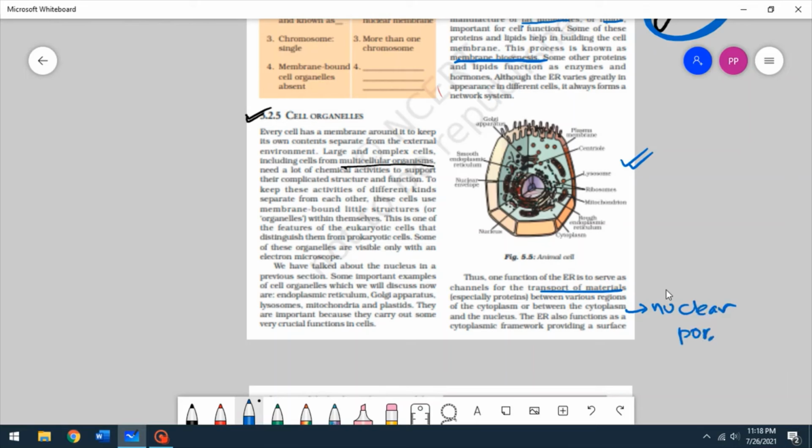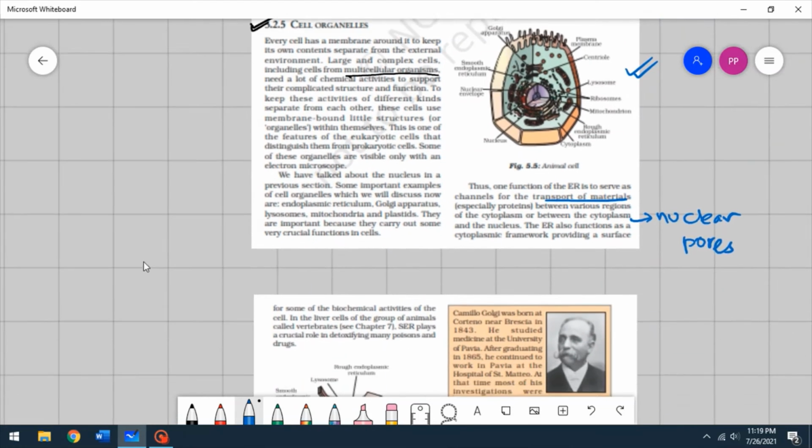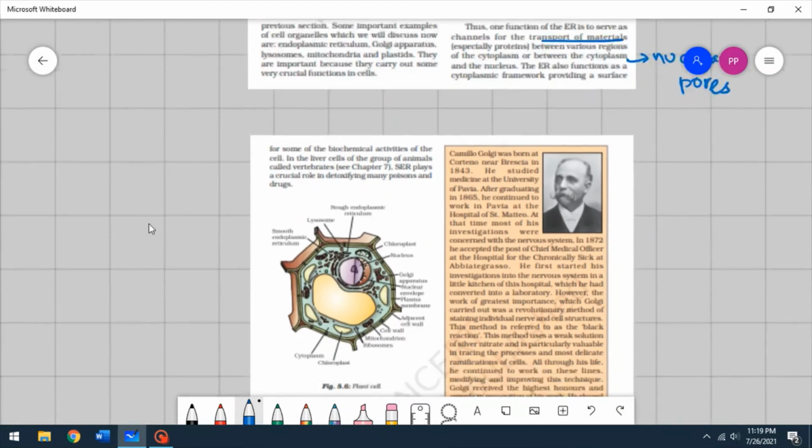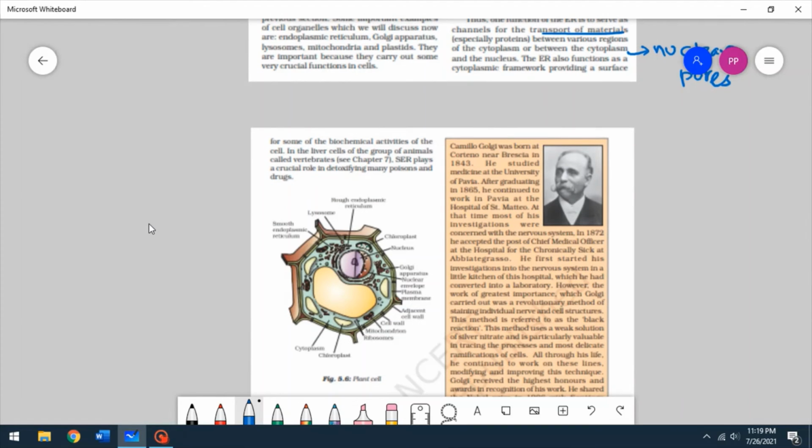One way to remember what you studied is to constantly keep revising whenever you come across sentences like this. Here, you had two options. You could either just read away and move on, or you could make a connection and say, oh, this is what we learned previously, these are the nuclear pores. That will help you remember better. This is the diagram of a plant cell.